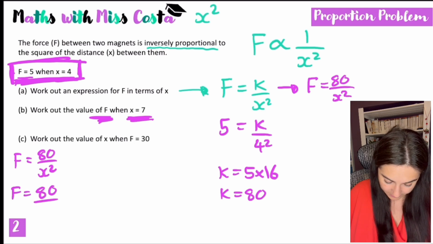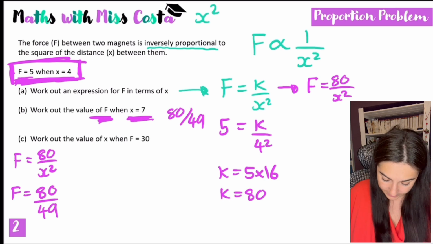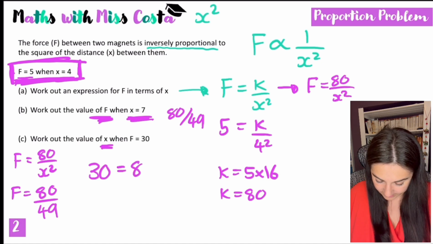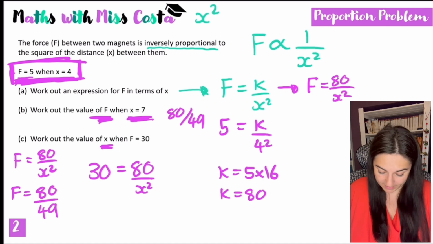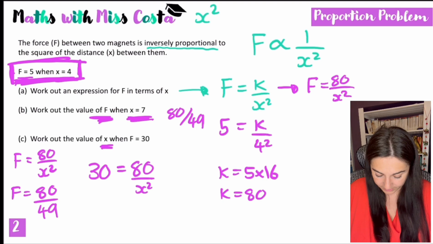80 divided by 7 squared, which is 49. This is a non-calculator paper, so you can just leave it as a fraction, 80 over 49. And work out the value of x when F is 30, sorry. So 30 equals 80 over x squared. So let's just move things around a little bit. Multiply both sides by x squared, just so that you can get rid of the fraction.